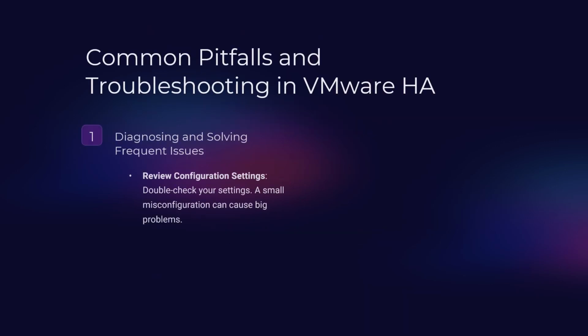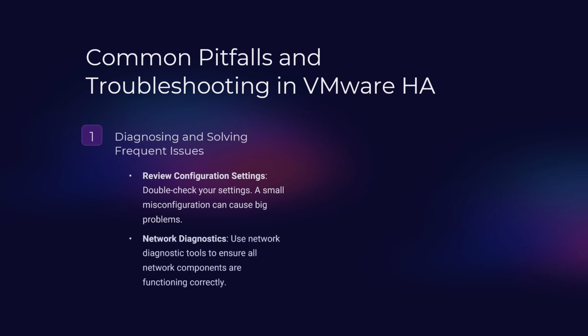Common pitfalls and troubleshooting in VMware HA. Diagnosing and solving frequent issues. Review configuration settings. Double-check your settings. A small misconfiguration can cause big problems. Network diagnostics. Use network diagnostic tools to ensure all network components are functioning correctly.